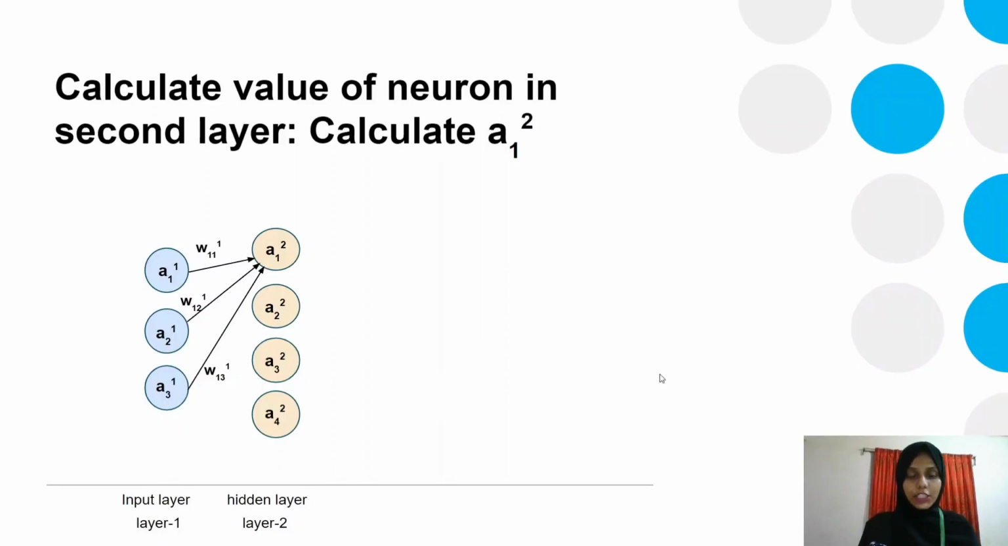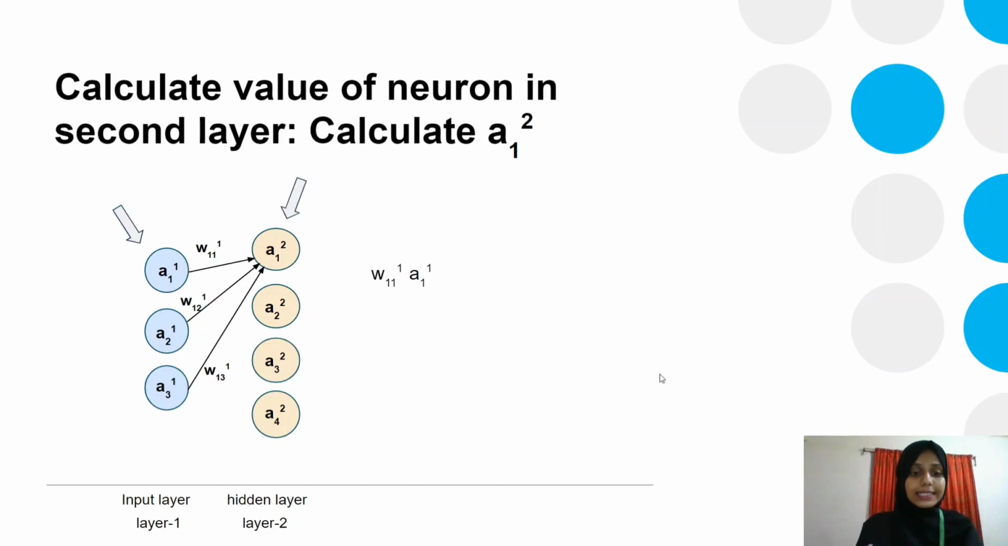Let's find the activation values of layer 2. Starting with the input layer, we multiply the value of each neuron by its corresponding weight. Here, W represents the weight between connected neurons. The weight between the first neuron of the input layer and the first neuron of the next layer is denoted as W subscript 1 and superscript 1.